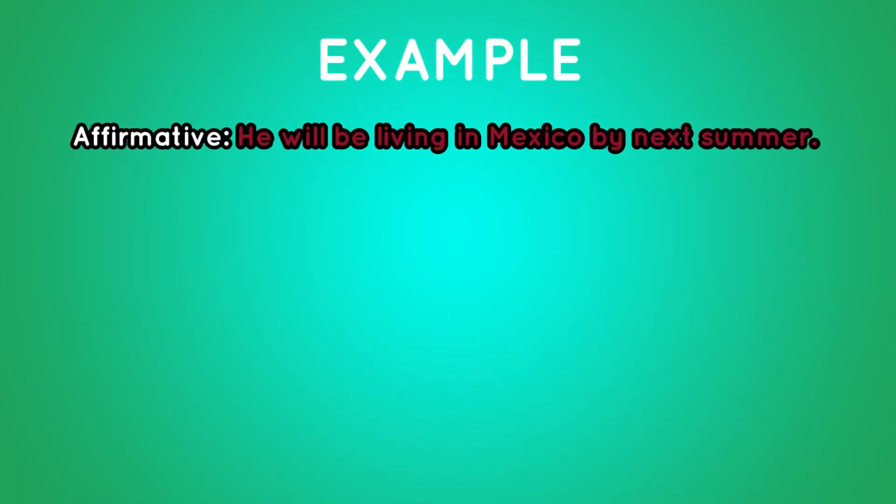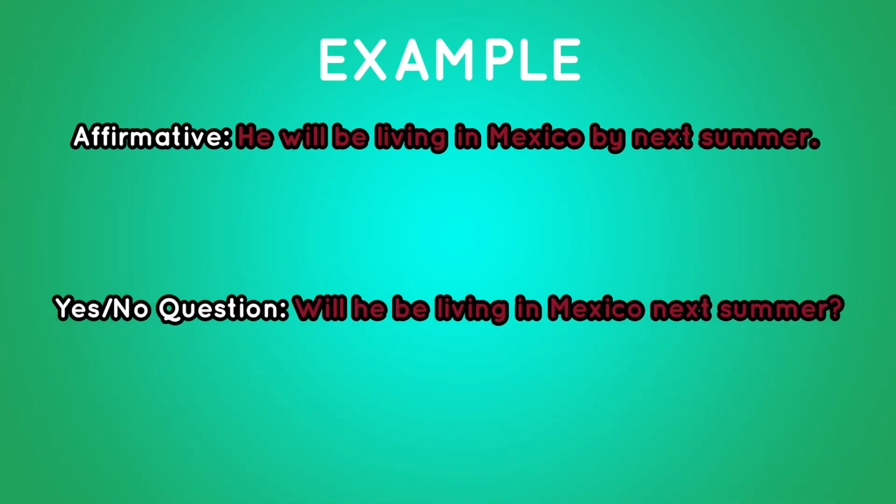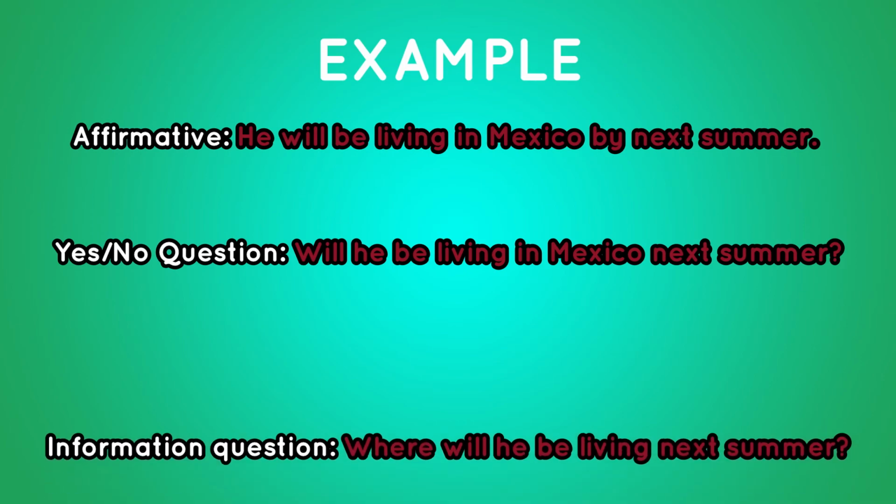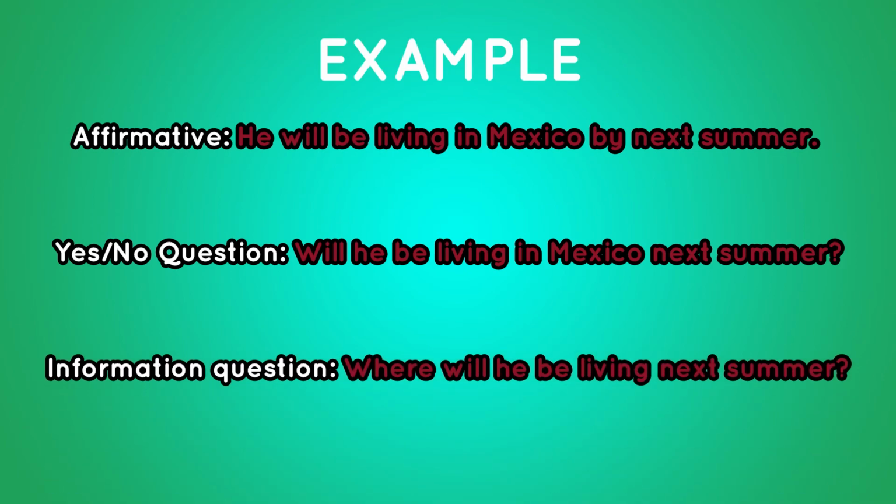In the case of verbs that take more than one auxiliary, only the first auxiliary precedes the subject, like this. He will be living in Mexico by next summer. Will he be living in Mexico by next summer? Now let's see an example using a WH word to ask for information. Where will he be living next summer? There we are asking for more information. That is the information that we want to know.